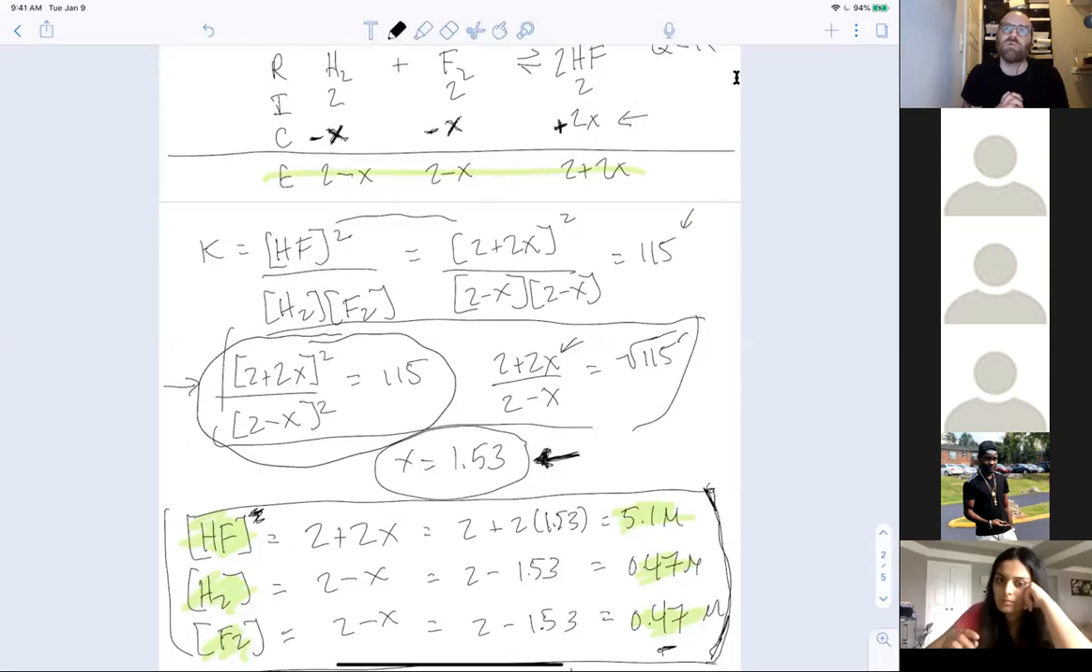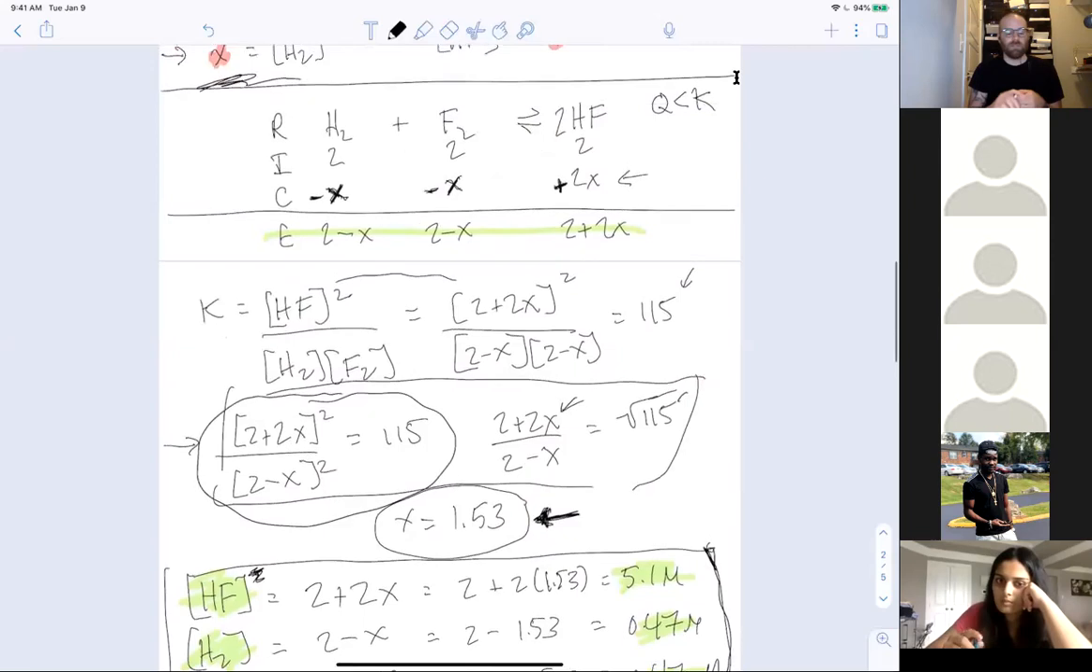So, Rice table: why do H2 and F2 have to be negative? So it doesn't, so the question here is why is this negative and why is this positive? It doesn't matter as long as you're consistent. So x could be positive for both of these, and you could put negative 2x here. That relationship has to hold. These signs have to be opposite as you cross over the reaction arrows.